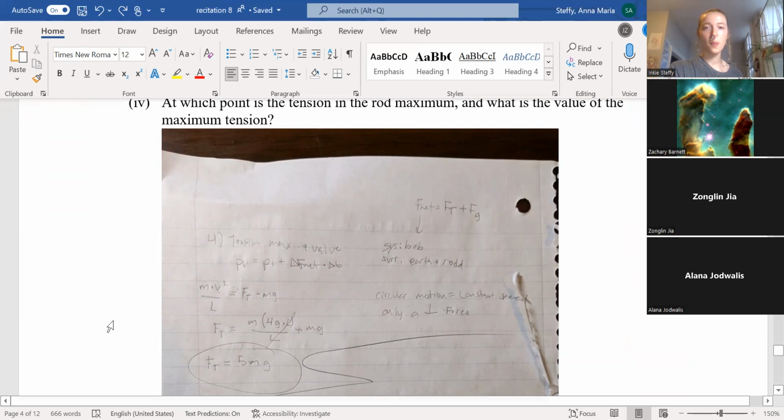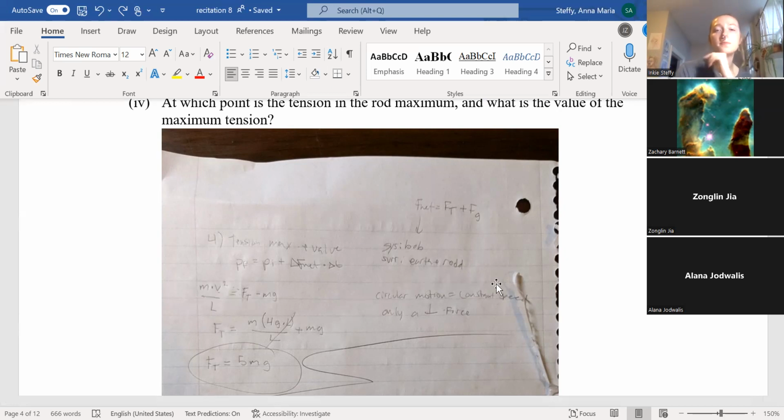I did acceleration equal to v squared over L for circular motion, and I simplified that down. Got acceleration equal to 4g. Plugged that into everything and got a different answer. I'm thinking maybe the first mg would be negative because it's pointing downward, but it's just me guessing. That's an idea.